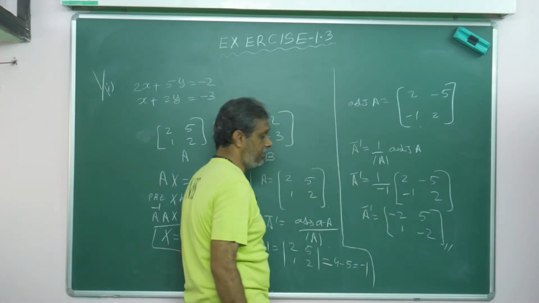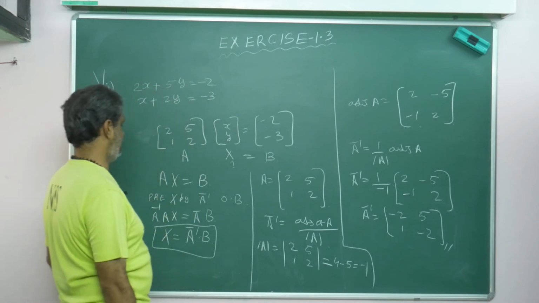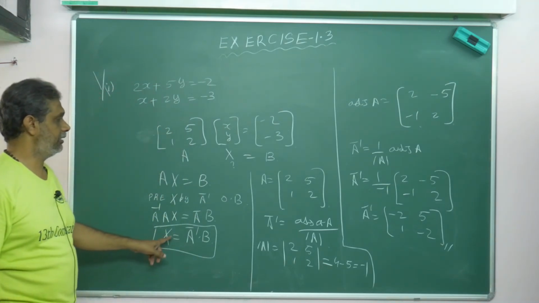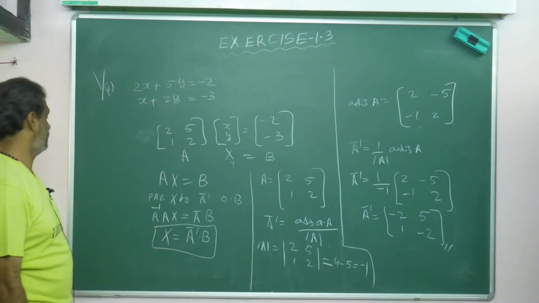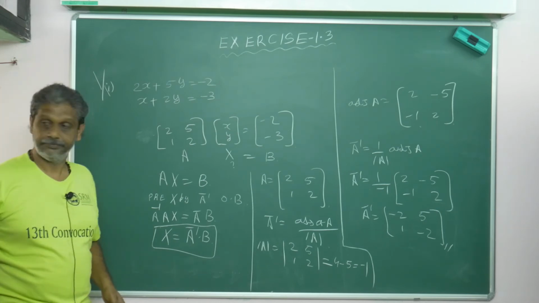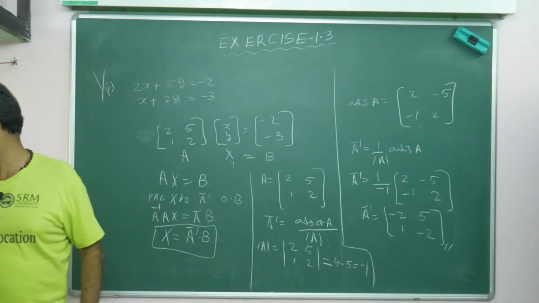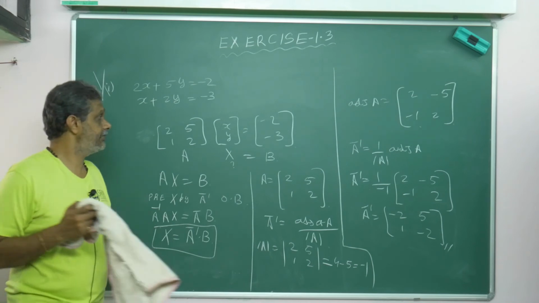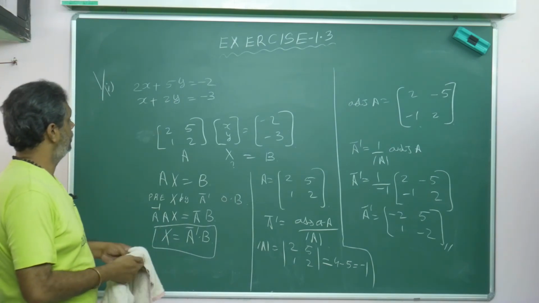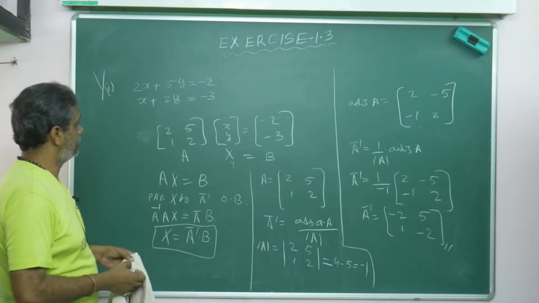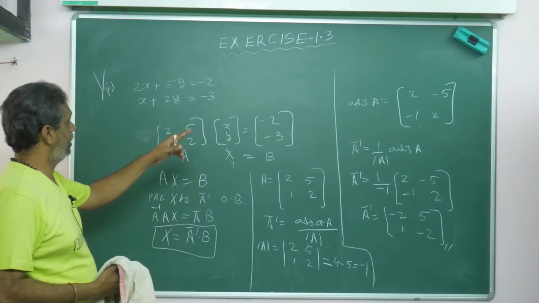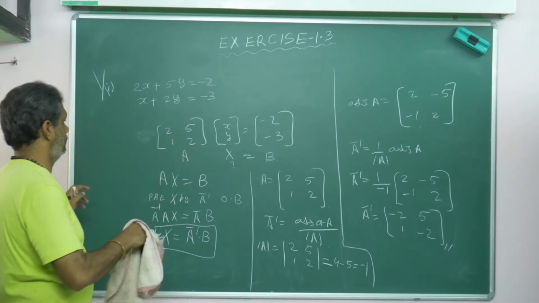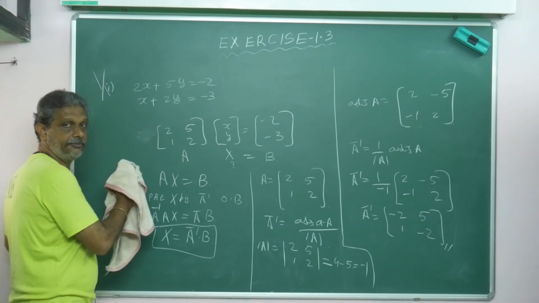Still my problem is not completed. I want to find x. But x is equal to A inverse b. Just you can find it out. x is equal to A inverse b. Now just A inverse I got. What is my b? Minus 2, minus 3, keep in mind. Shall I rub off here?